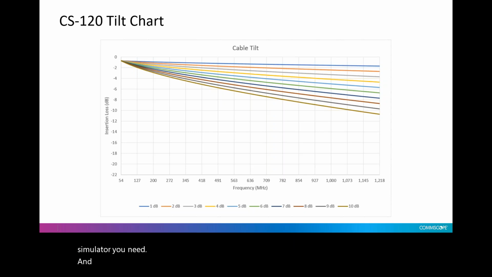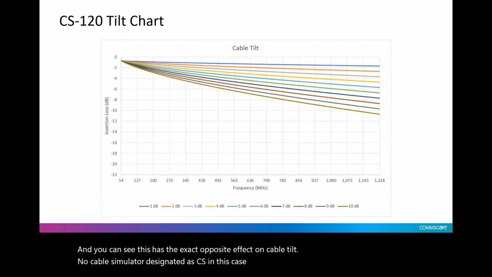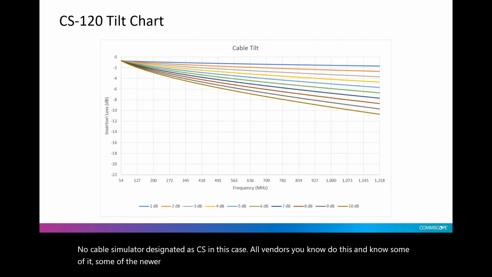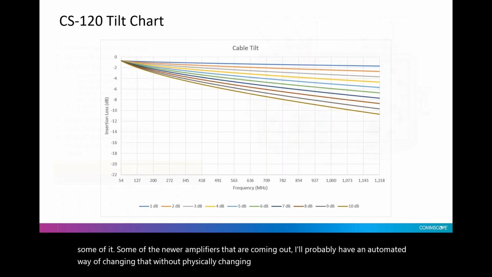And you can see this has the exact opposite effect on cable tilt, the cable simulator, designated as CS in this case. All vendors do this, and some of the newer amplifiers that are coming out will probably have an automated way of changing that without physically changing a pad.